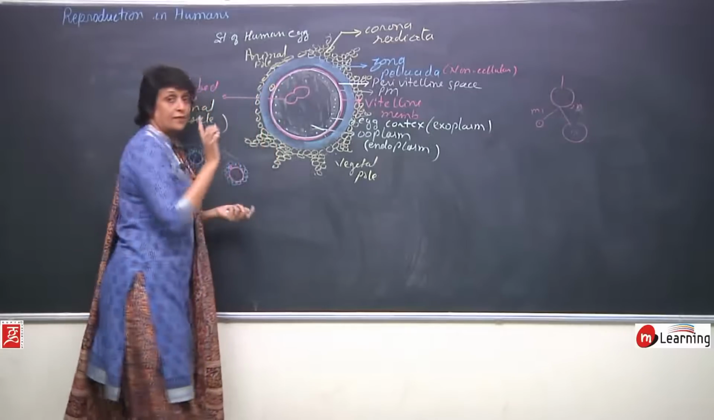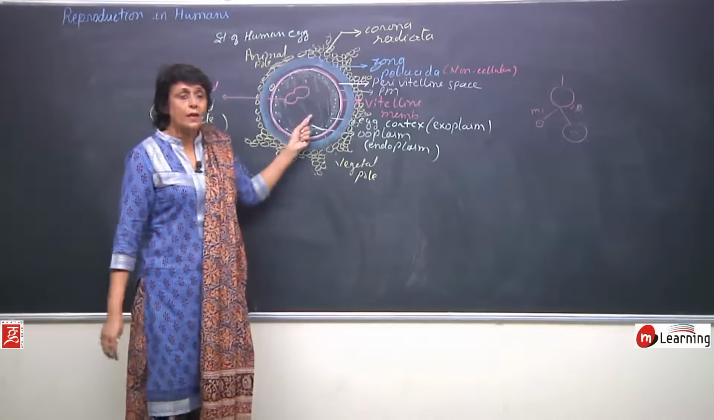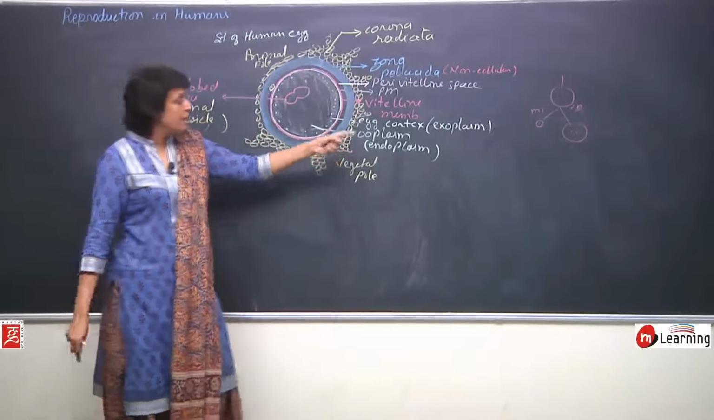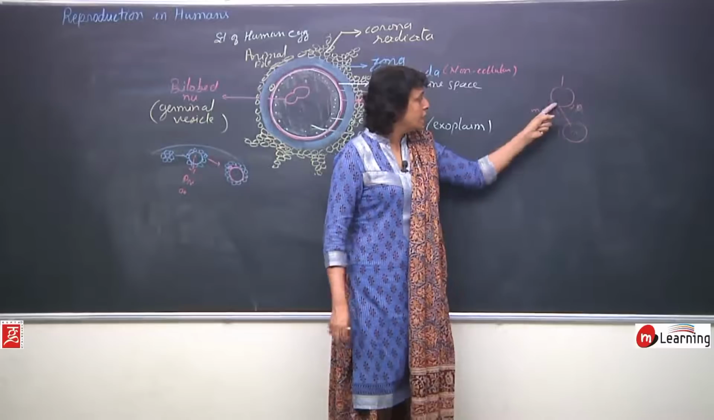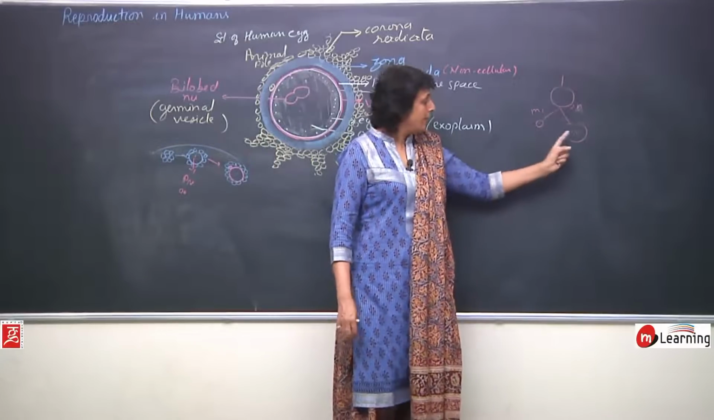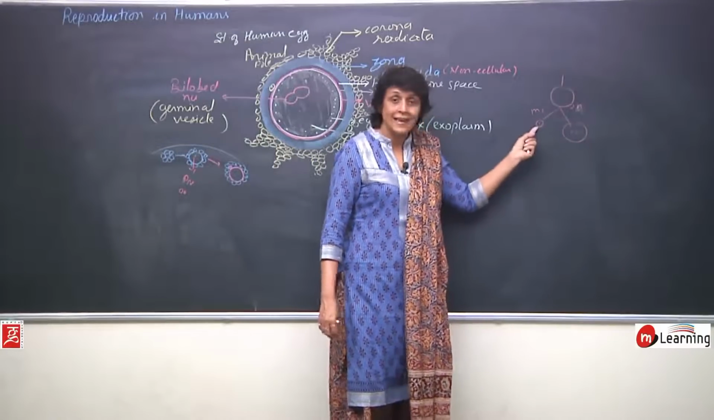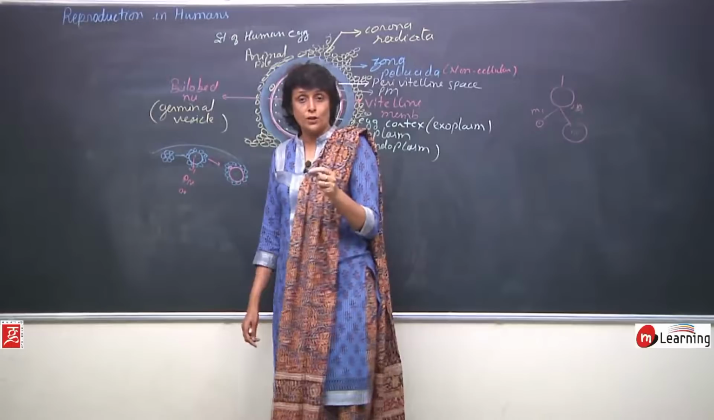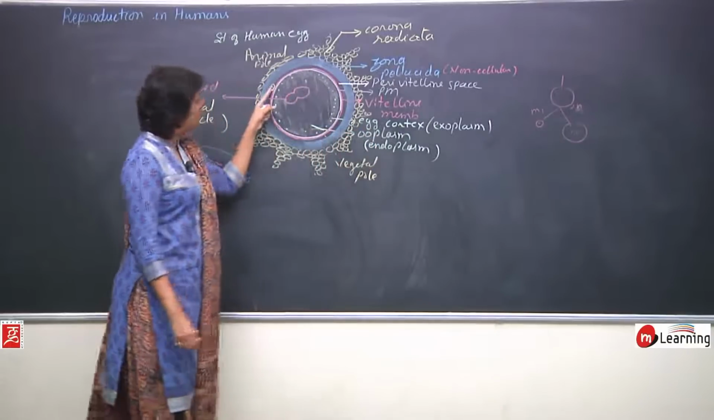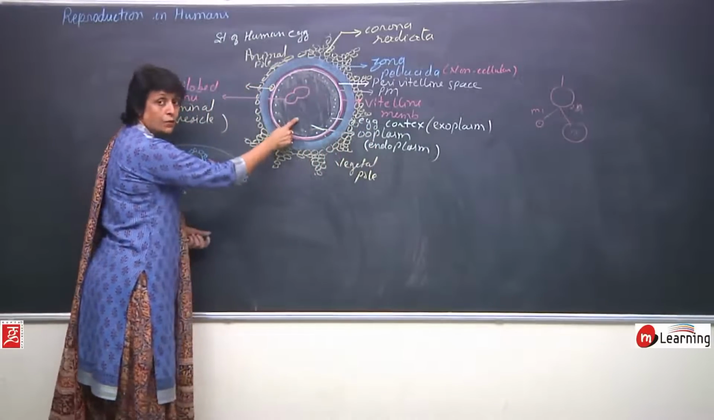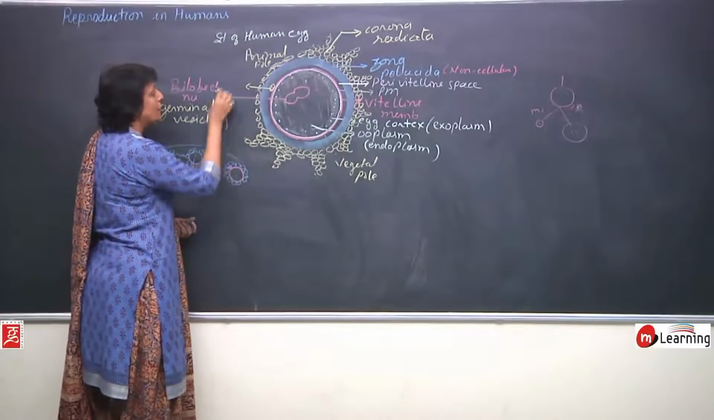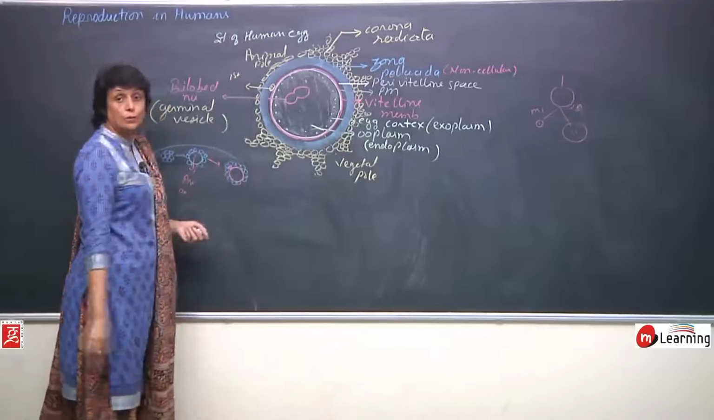So, one thing which we have to remember, if we are drawing a secondary oocyte, we have to remember after which stage secondary oocyte is formed. It is formed after meiosis 1. That means secondary oocyte is formed and a polar body is also formed. So we should draw this polar body here. If this is secondary oocyte, this polar body should be labeled as the first polar body.